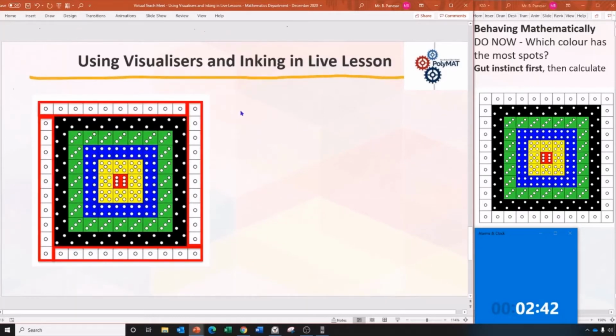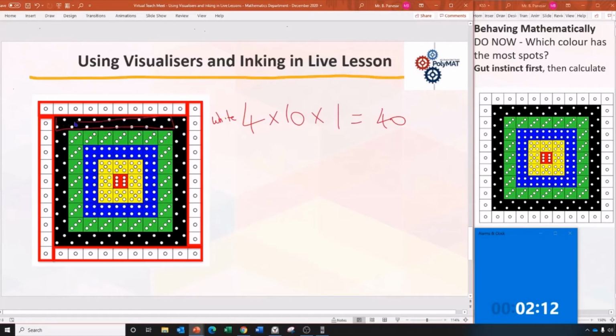Now let's write down some calculations. I've got four strips, and in those four strips, 1, 2, 3, 4, 5, 6, 7, 8, 9, 10 squares, and in each of those squares I've got one spot. So that's going to give me 40 spots from the white squares.